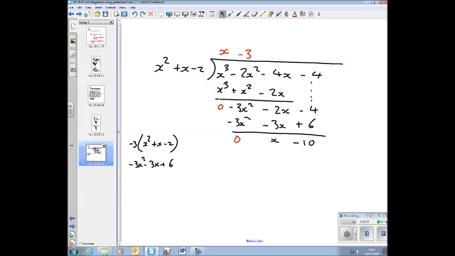Now, I look at my remainder, and if there are no other terms to bring down, I look at my remainder, and the power of my remainder is less than the power of the thing I'm dividing into. So that's when I stop. It's now smaller than x squared, so that's my remainder. So the answer is x minus 3, that's what my answer was, x minus 3, remainder x minus 10 over x squared plus x minus 2. So I add that remainder on, and that's what my final answer is.